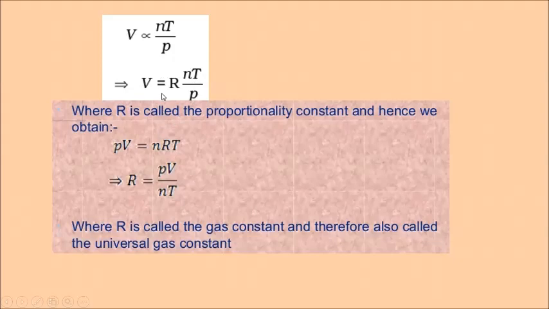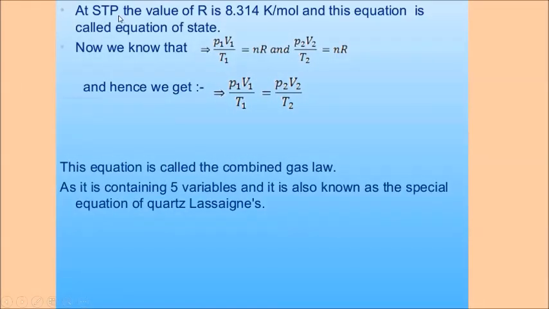We can rearrange this again and we get PV is equal to nRT. From there, if we want R, R is equal to PV by nT. R, the proportionality constant, has a particular name in this ideal gas equation: it is called the gas constant or universal gas constant. At STP, standard temperature and pressure, the value of R becomes 8.314 joules per kelvin per mole. And this equation is also called the equation of state.